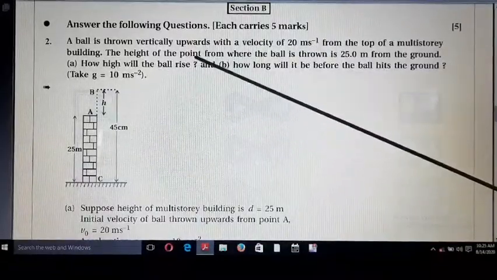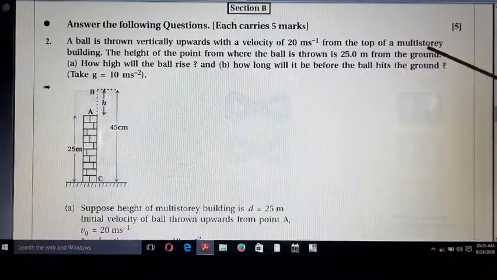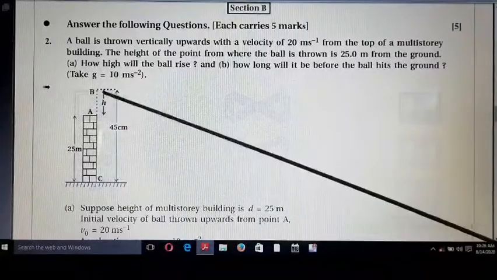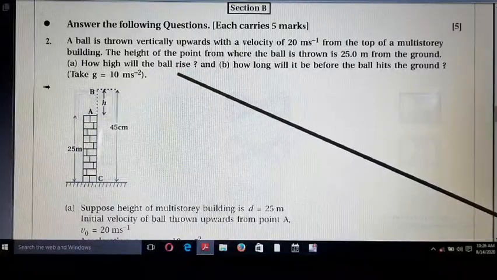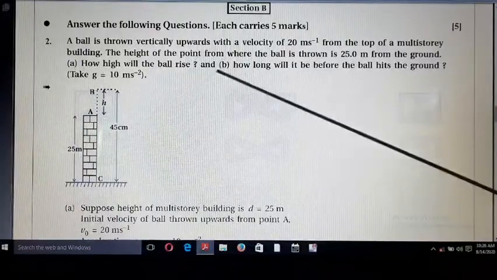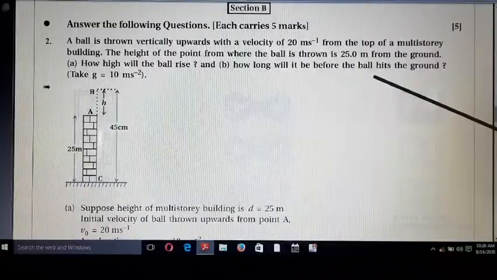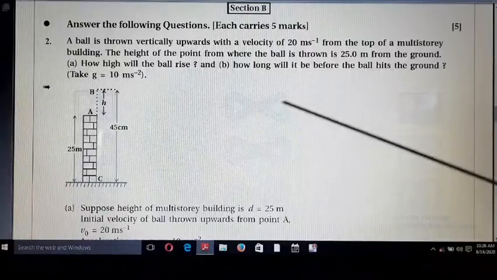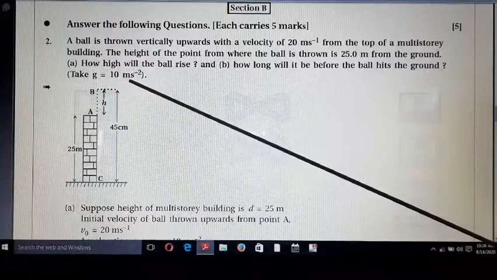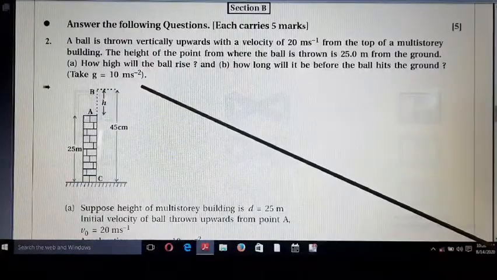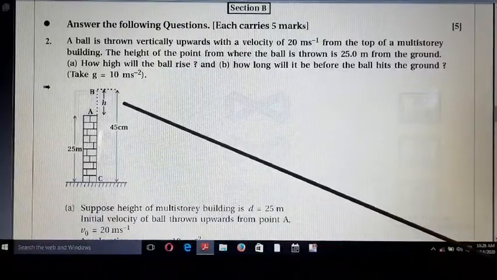The height of the point from where the ball is thrown is 25 meter from the ground, means height of the building. So first, how high will the ball rise? Second, how long will it be before the ball hits the ground? Here now we take gravitational acceleration g is equal to 10 meter per second square. Okay.